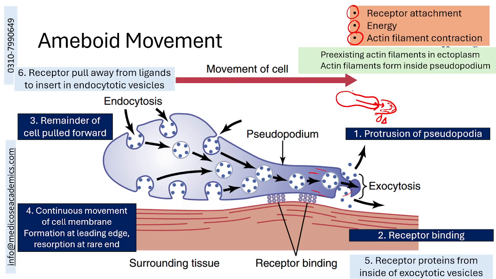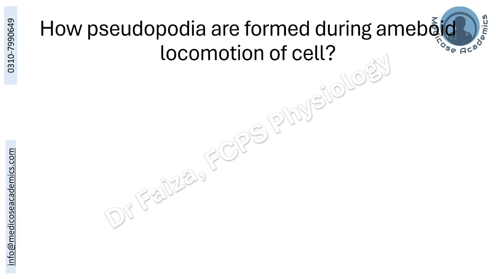Number 4, there will be movement of the cell membrane from the rear to the leading end, and movement of the cell receptor from the rear to the leading end via endocytotic and exocytotic receptors. And number 6, the whole cell will move forward, and this will keep on happening again and again towards the site of chemotaxis until the cell has reached its destination. This also requires energy and continuous attachment and detachment to the receptors, continuous reassembly of the actin filaments, and continuous formation of endocytotic and exocytotic vesicles.